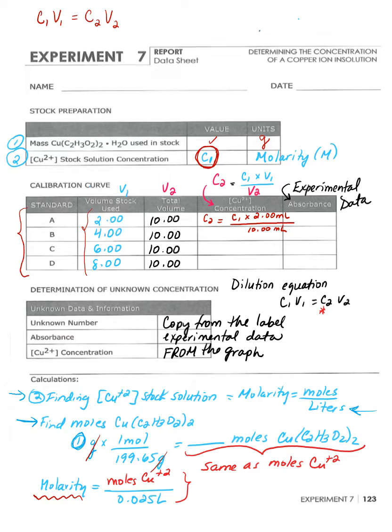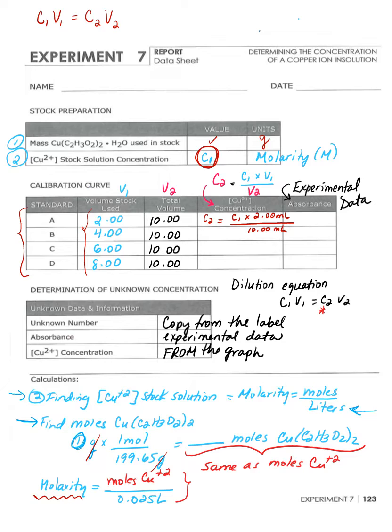For the third one, it's your C1 times 6 divided by 10. And then the last one will be your C1 times 8 divided by 10. So you have all four concentrations for the standards, and you have your absorbances. So now with that experimental data, your concentration here for the standards and the absorbance, you're going to prepare a graph.